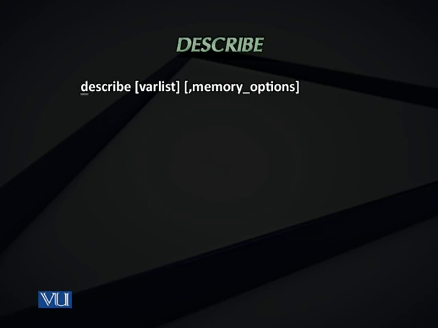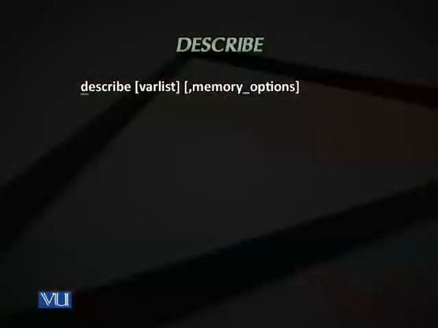So describe is underlined, and you have a square bracket, variable list. This means variable list is optional. As I told you, you can just type describe without variable names and get a description of all the variables. And this is an optional thing. You can type the variable name, so variable list is optional.